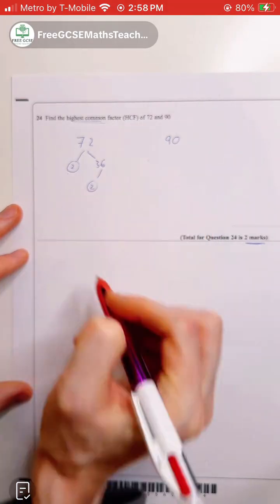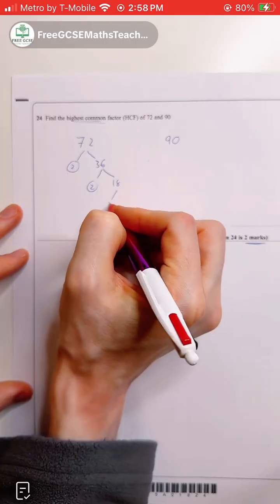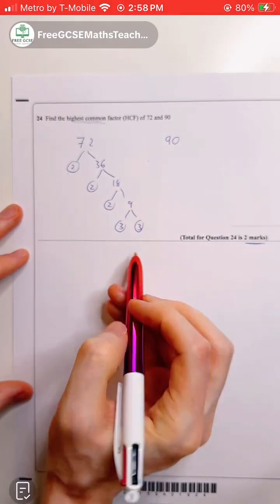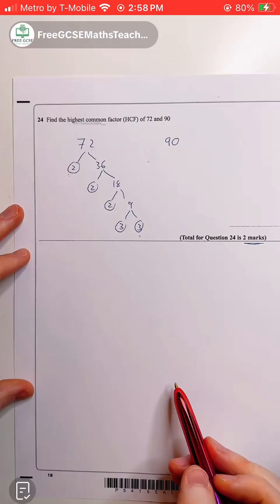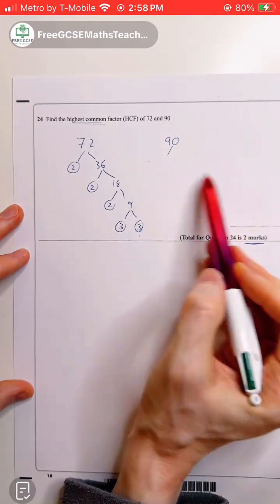36, is that prime? No. So you can keep dividing by 2. 36 divided by 2 is 18. Is that prime? No. So divide by 2 again. 2, 9. 9 is a square number. 3 and 3. Once all the end branches have a ring around them, that means they're all prime. You stop. Now 90, again, you could do 10 and 9, and then 2 and 5, etc.